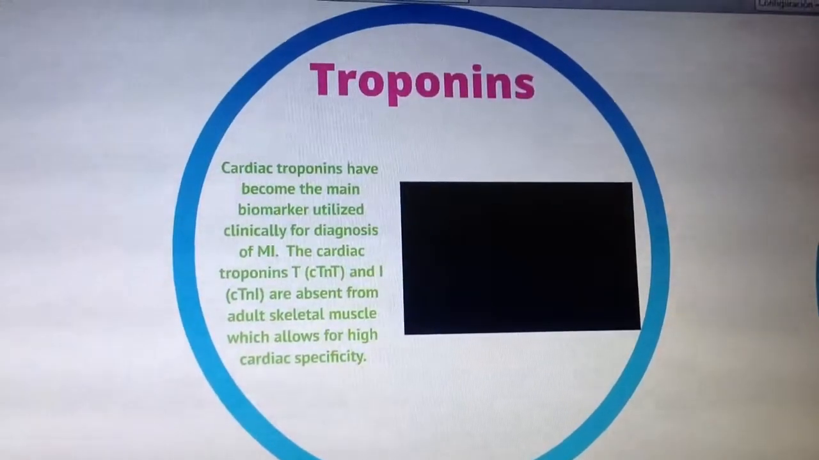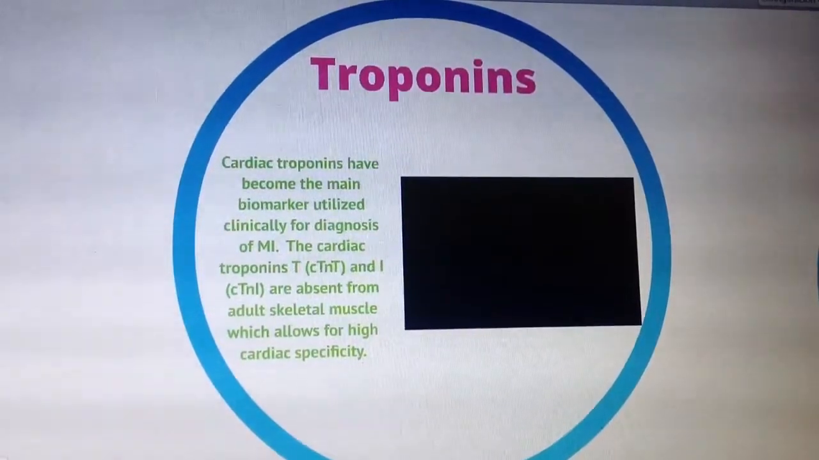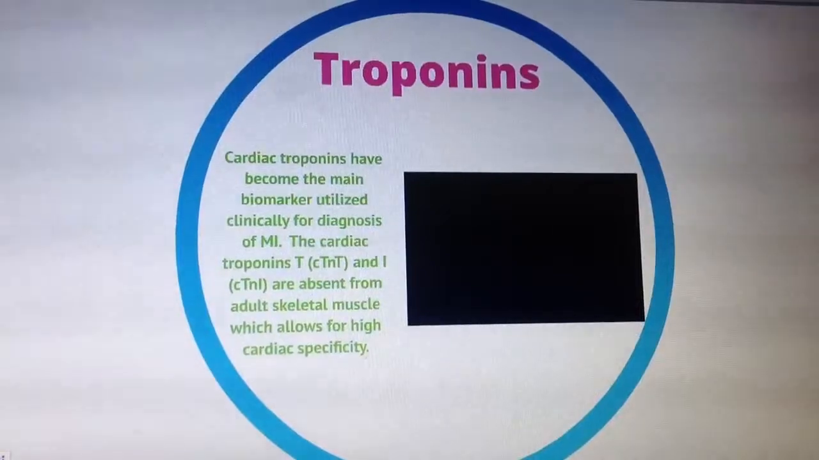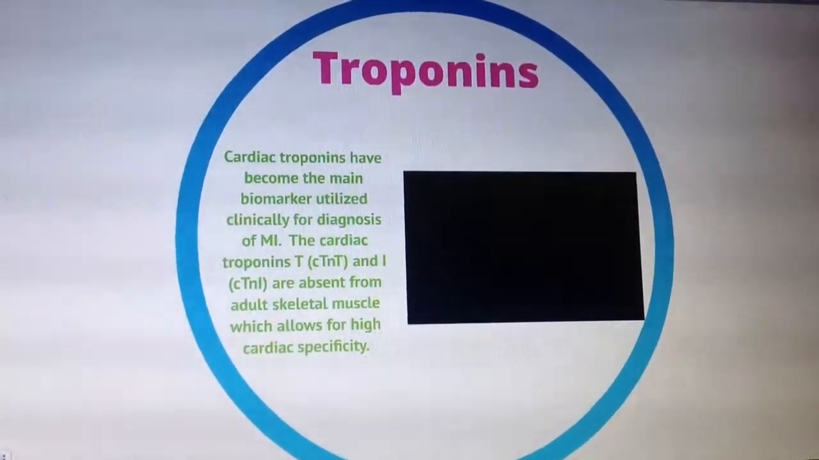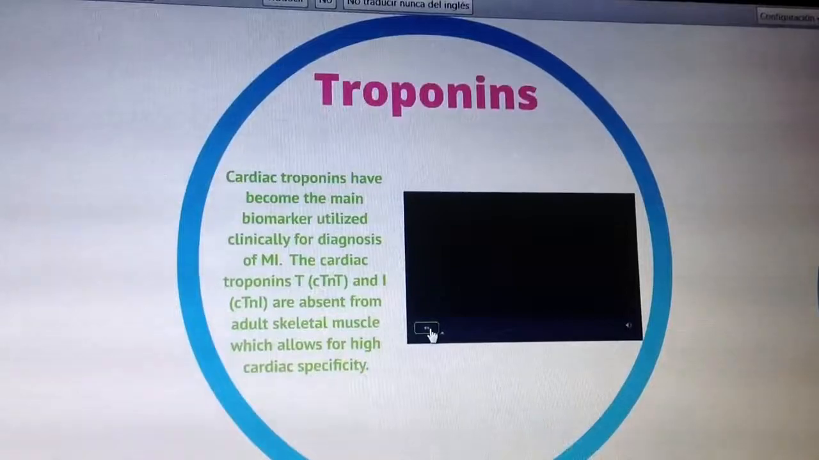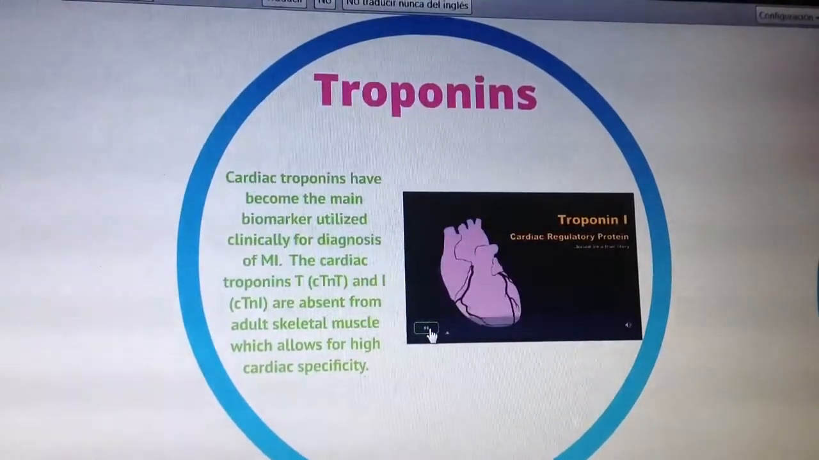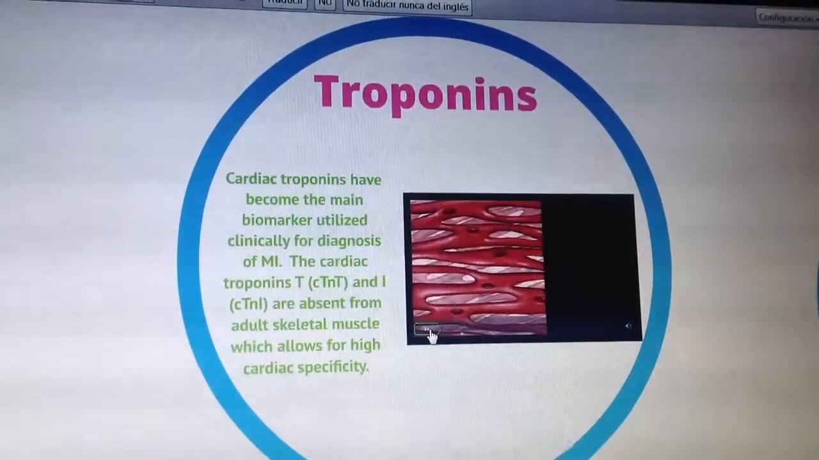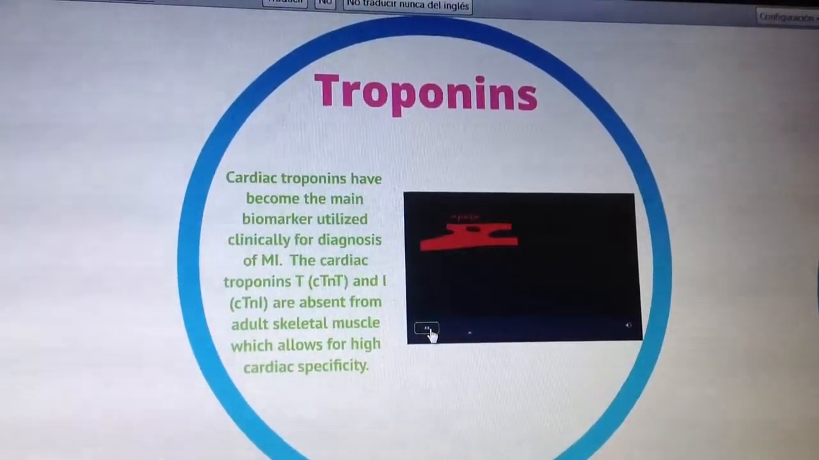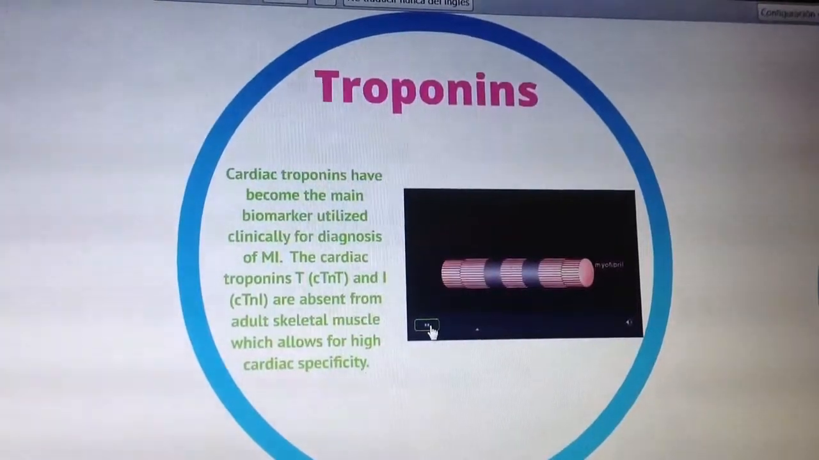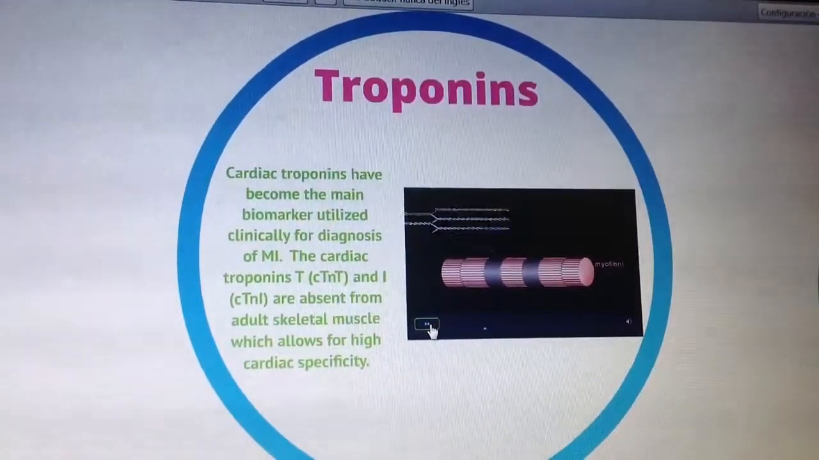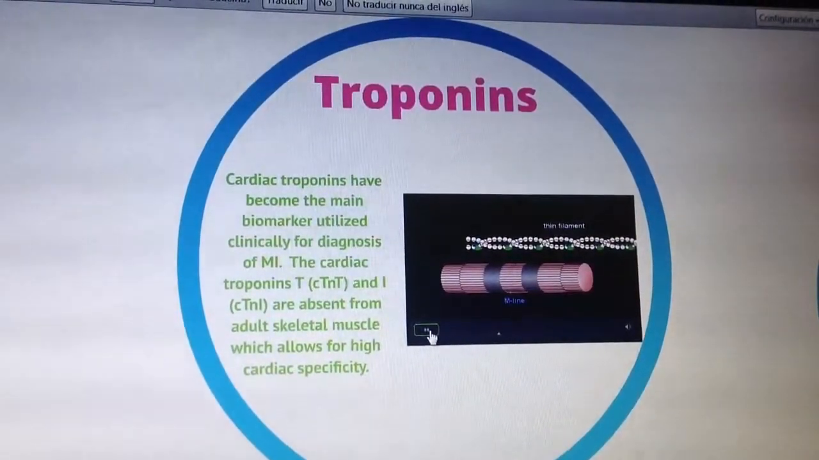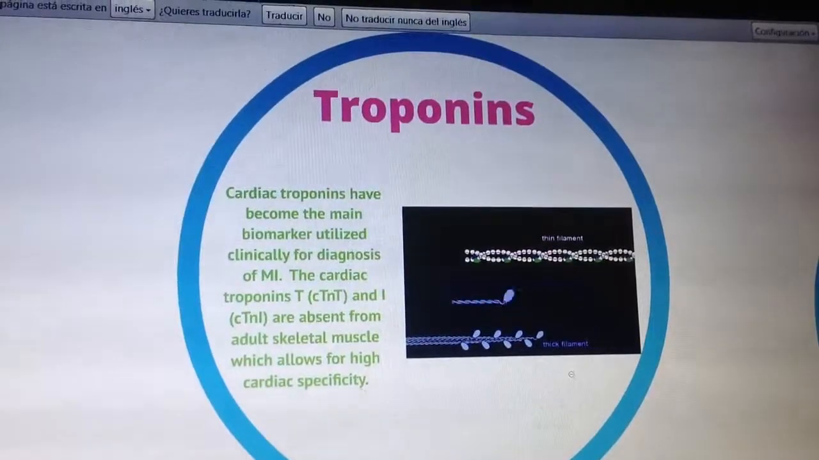But I'm going to talk about troponins because they are a biomarker of great importance. Cardiac troponins have become the main biomarker utilized clinically for diagnosis of myocardial infarction. The cardiac troponins T, cTnT, and I, cTnI, are absent from adult skeletal muscle, which allows for high cardiac specificity.